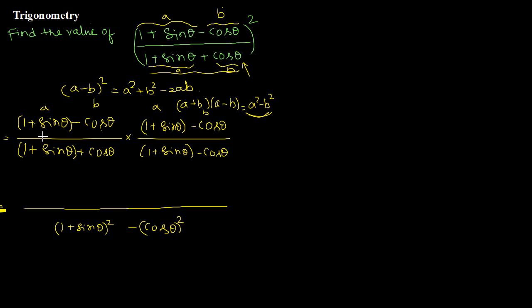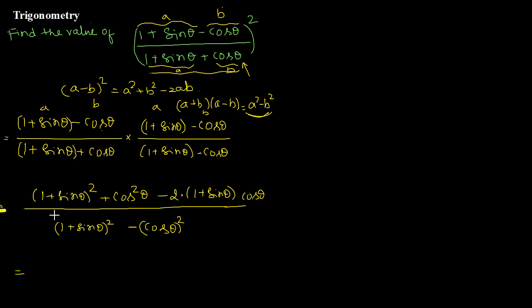Let's use that. A square is 1 plus sine theta whole square, plus b square, which is cos square theta. Straight away I'm going to write that, plus 2ab, no, it's minus 2 multiplied by a, which is 1 plus sine theta, then into cos theta, right? Let's see what happens.